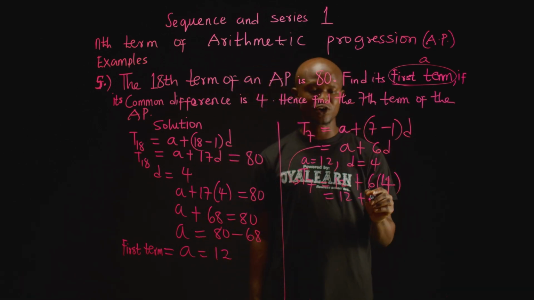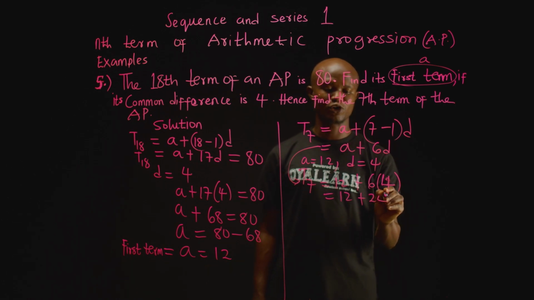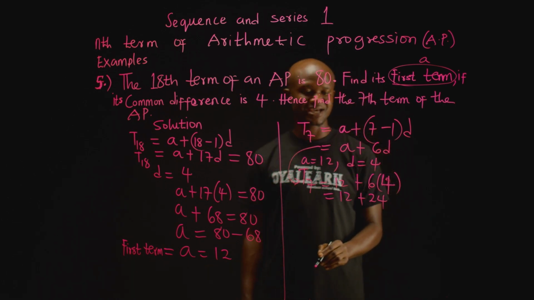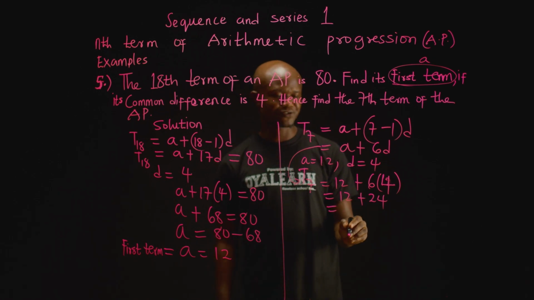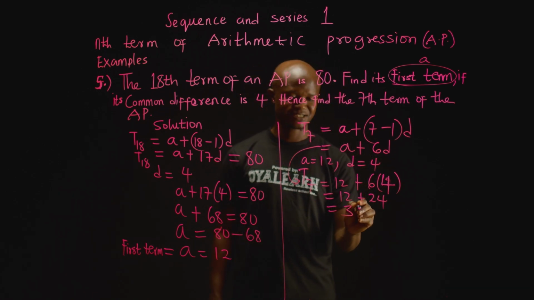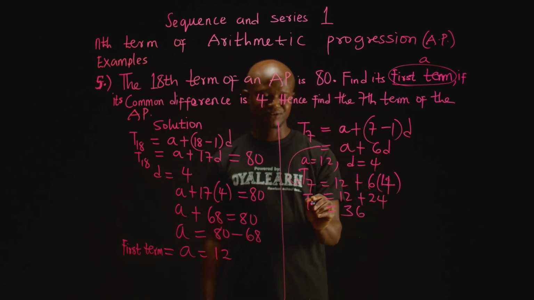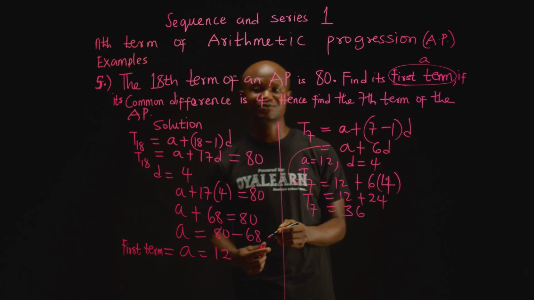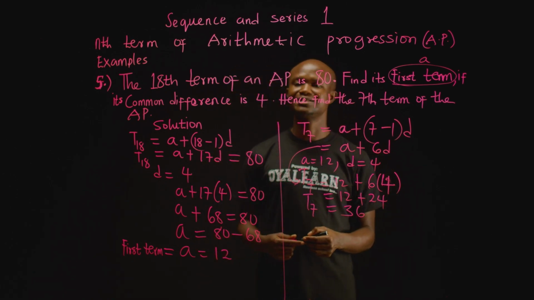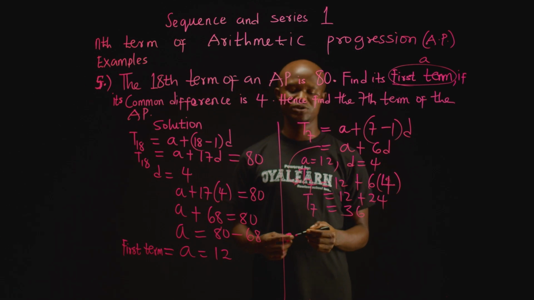What is 6 times 4? That is 24. So, in this case, 12 plus 24 will give us 36. So, T7, which represents its 7th term, equals 36. That is the solution to the problem.